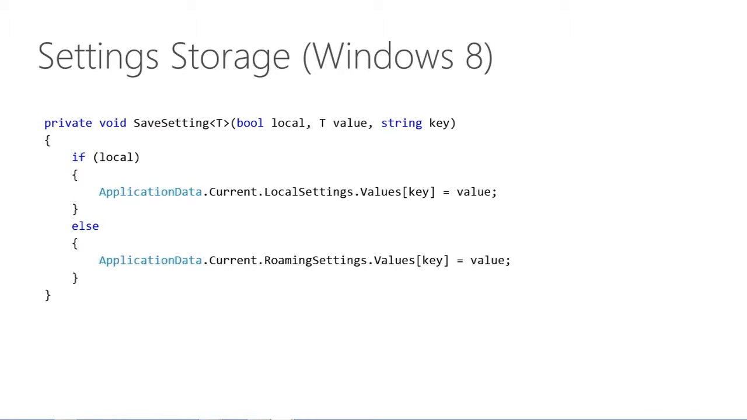This shows a method that can save a setting to either local or remote storage. This is in Windows 8, obviously, because you can do local or roaming of settings in Windows 8. You can't do that in Windows Phone. If I am passed a Boolean that says it's local, then we will use the local settings value key and give it the value. If it's roaming settings, then I'll use ApplicationData.Current.RoamingSettings.Values key and then value.